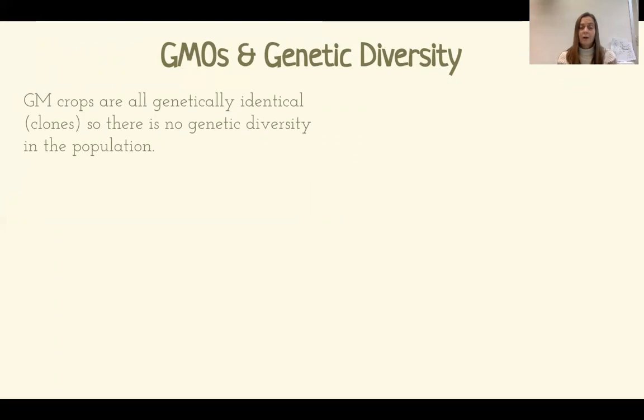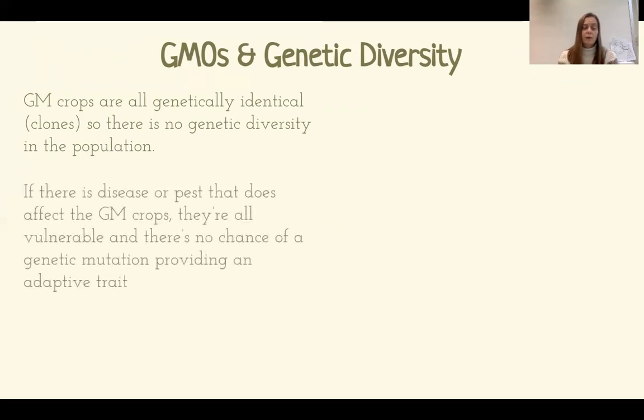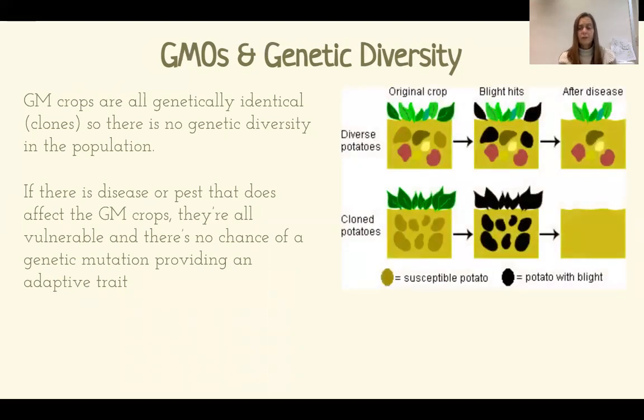Unfortunately, genetically modifying crops means that the crops are all genetically identical, so there's no genetic diversity in the population. So if there's a disease or a pest that does affect these genetically modified crops, they're all vulnerable, and there's no chance of there being a genetic mutation that provides that adaptive trait that can then be passed on to offspring.